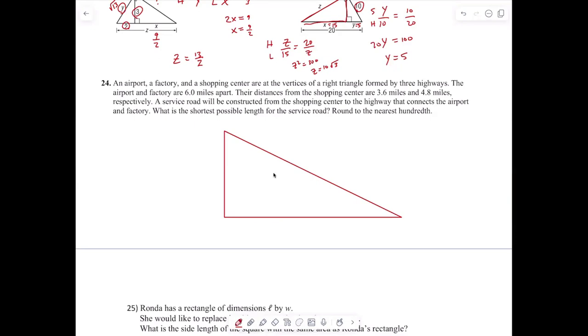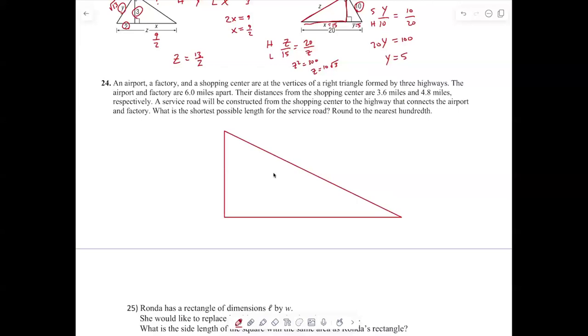All right. So an airport, a factory, and a shopping center, the vertices of a right triangle by 3 highways. The airport and the factory are 6, the distances 3.6 and 4.8. A service road will be constructed from the shopping center to the highway that connects the airport and the factory. What is the shortest possible length of the service road?